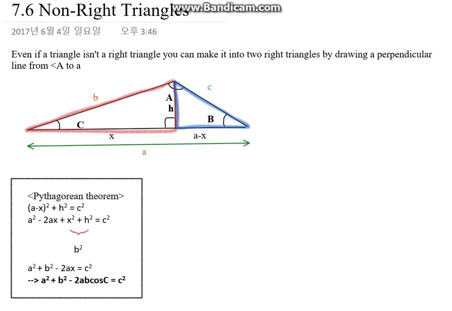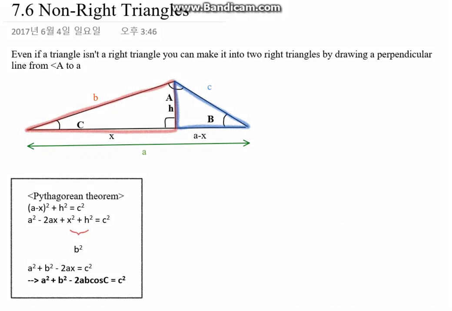7.6 is all about non-right triangles. It's a bit short, so I'm also going to use one example to help the understanding. So, getting right into it, what is a non-right triangle? A non-right triangle is basically a triangle that doesn't have an angle of 90 degrees.